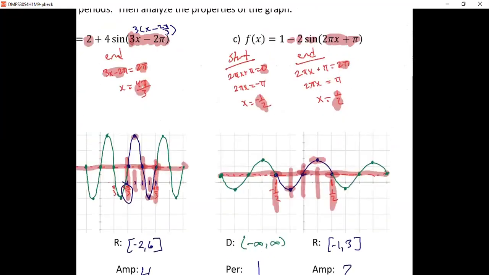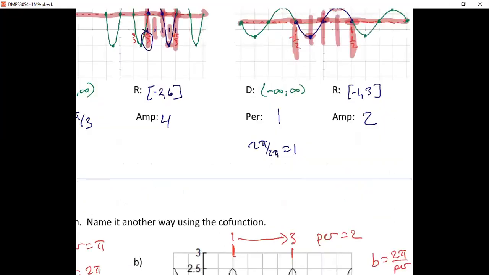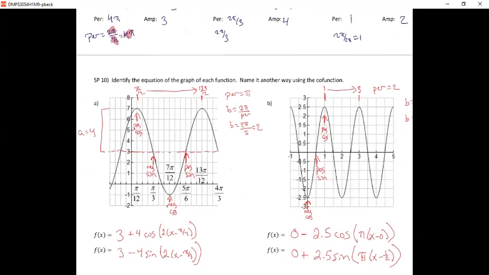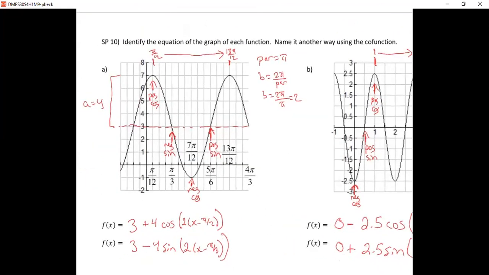Quick check. If we take 2 pi divided by our b value, we get our period of 1. And that makes sense because the distance from negative 1/2 to positive 1/2 is indeed 1. And our last graph kind of puts it all together.